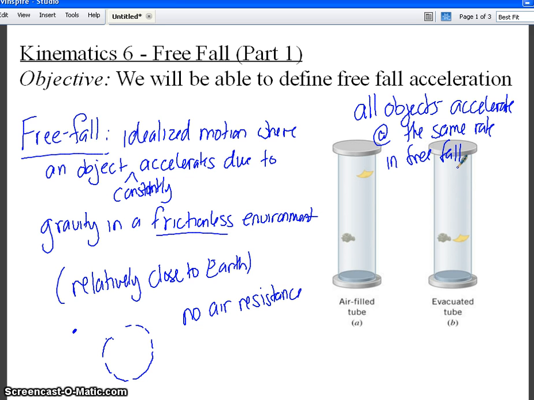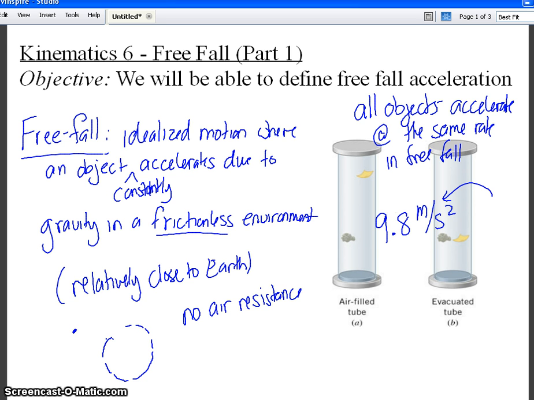And that rate is 9.8 meters per second squared. Notice this is units of acceleration. So every single second, the object will fall another 9.8 meters per second faster. Okay, so it is an acceleration.